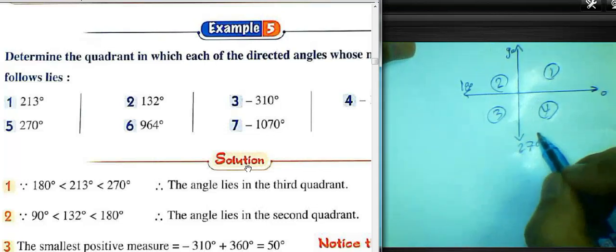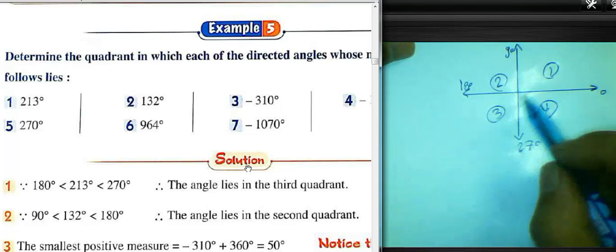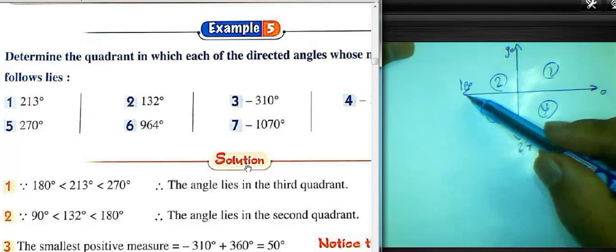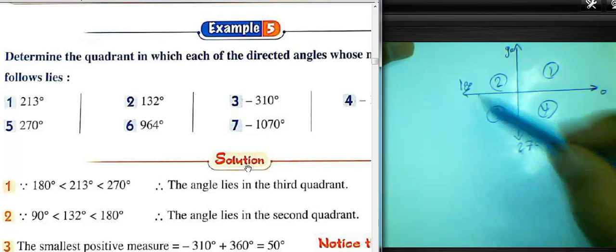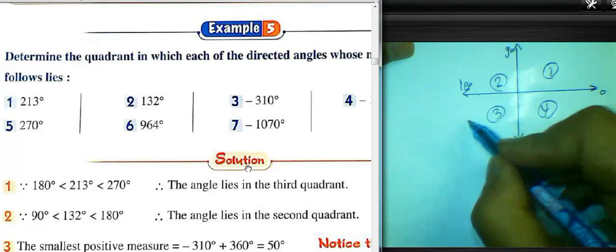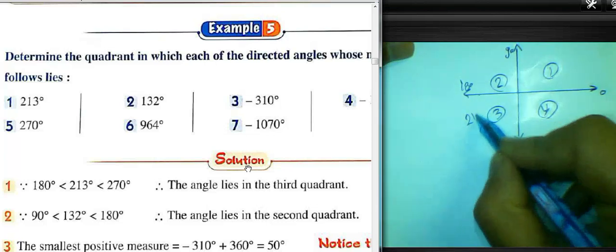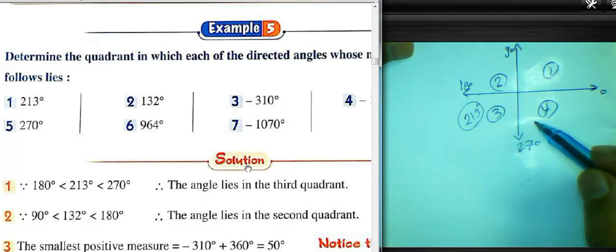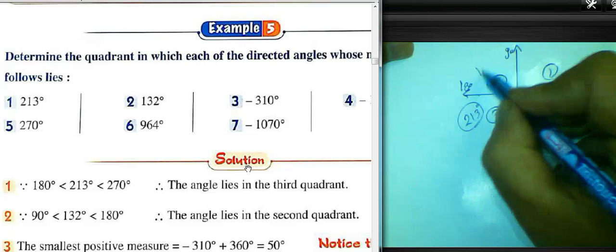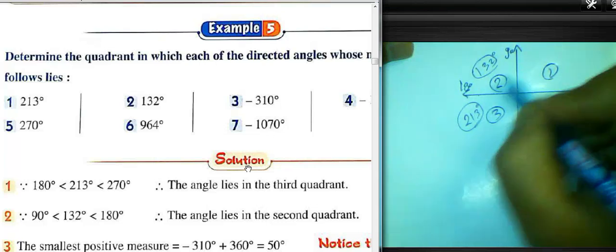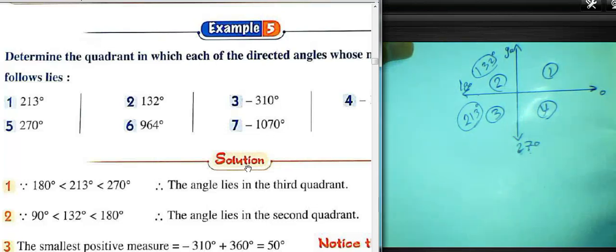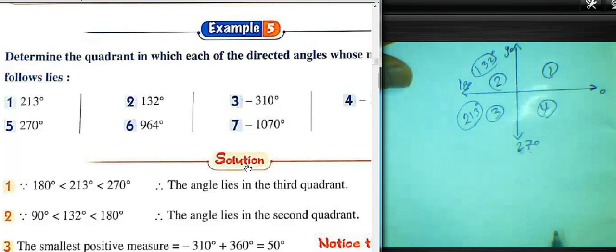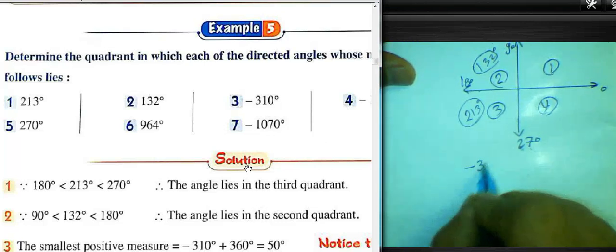213 lies between 180 and 270. The measure here, 230 degree, lies on the third quadrant, and 132 here lies on the second quadrant. Negative 310, we must solve it. Look here, negative 310.